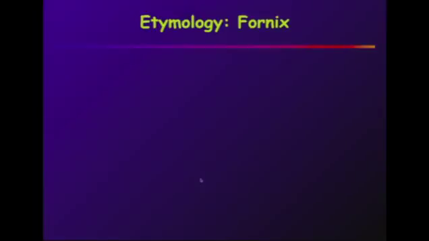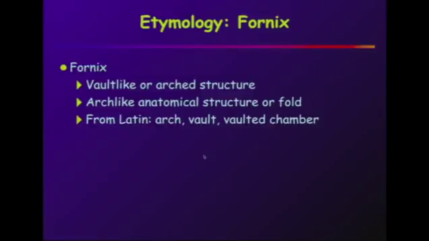So let's talk about the etymology of the fornix before we finish up right here with this section. So the fornix means a vault-like or arch structure, and it comes from Latin arch, vault, or vaulted chamber. And given how my mind works, I was kind of curious why the term fornix is used for the fornices in the brain, and also the English word fornication.